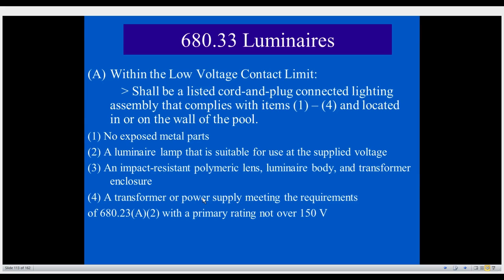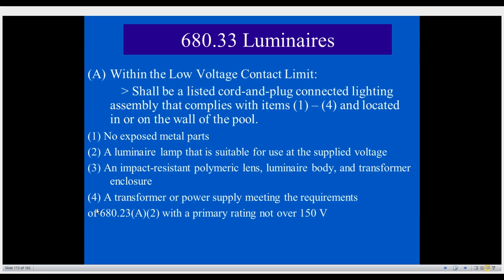And then, of course, 4 says a transformer or power supply meeting the requirements of 680.23(A)(2) with a primary rating of not over 150 volts. Now, typically this right here talks about the type of transformers that we're dealing with, whether it's a secondary to primary separation with a metal barrier that is actually grounded, or we have a primary to secondary isolated, double insulated or whatnot type of medium between primary to secondary separation. All right. At the end of the day, it's still not over 150 volt application.